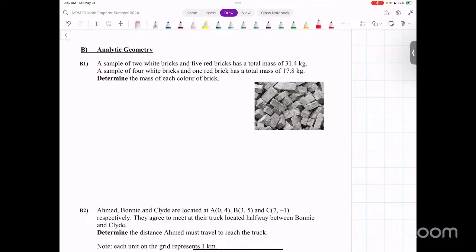This is a pretty easy question. You guys should know how to do this. This is a pretty straightforward solving system of linear equations question.